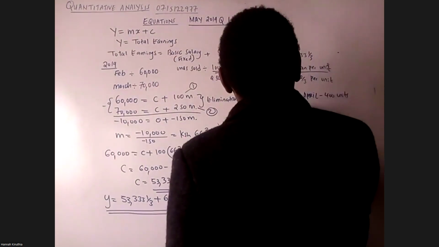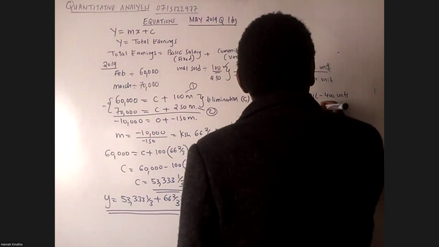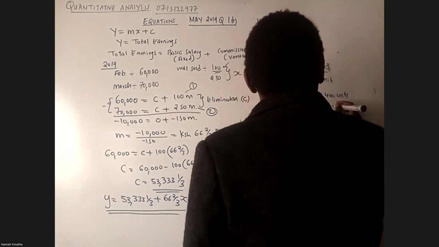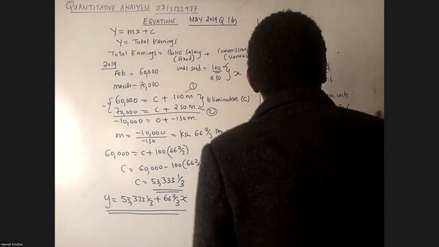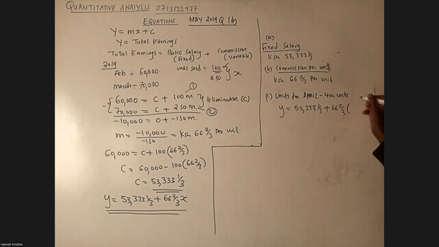So we say y is equal to 53,333 1/3 plus 66 2/3 x. Remember, our x is the number of units, which in this case x is 400. So give me the answer. So 53,333 1/3 plus 66 2/3 multiplied by 400.